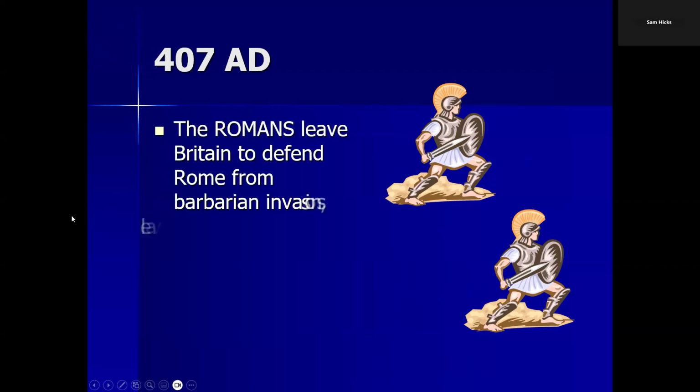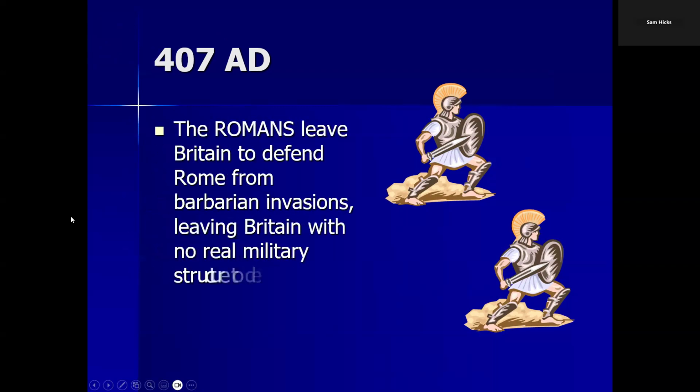In 407, the Romans have to leave. Somebody's attacking their home, so they go home. Well, this leaves Britain with no defense, right? Anybody could come in and attack and take over. They didn't really have a military once the Romans left.